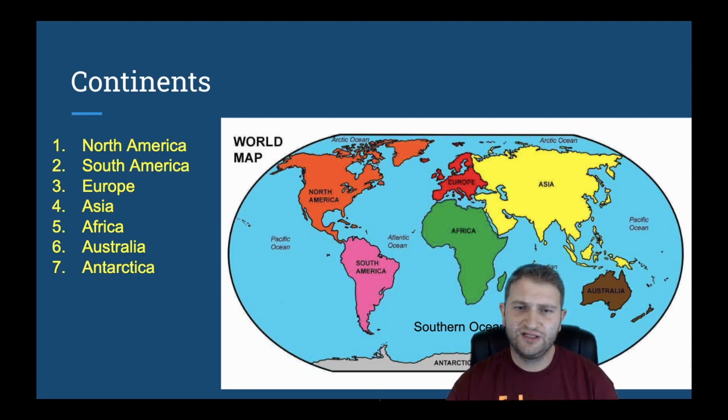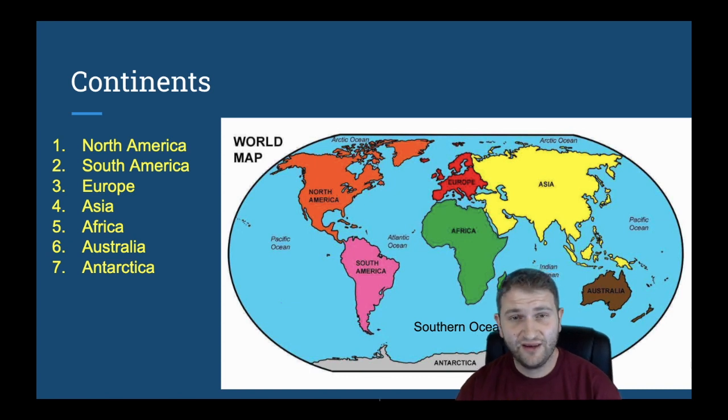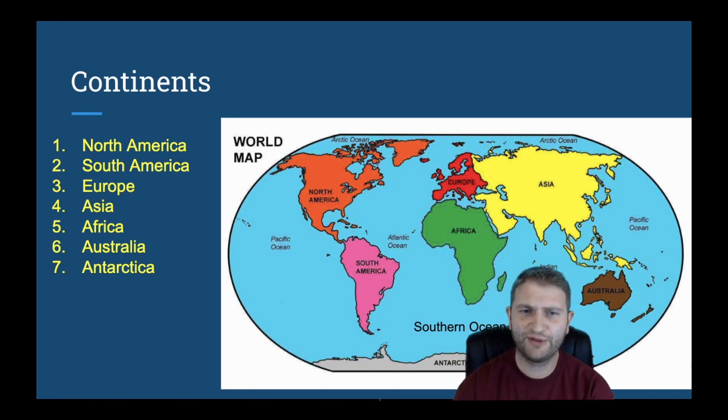There are 7 continents to know. Technically, you might have heard that Oceania is an 8th continent, but it's submerged underwater, so it's complicated. But the 7 that you need to know for this class are North America, South America, Europe, Asia, Africa, Australia, and finally Antarctica, where almost no one lives.